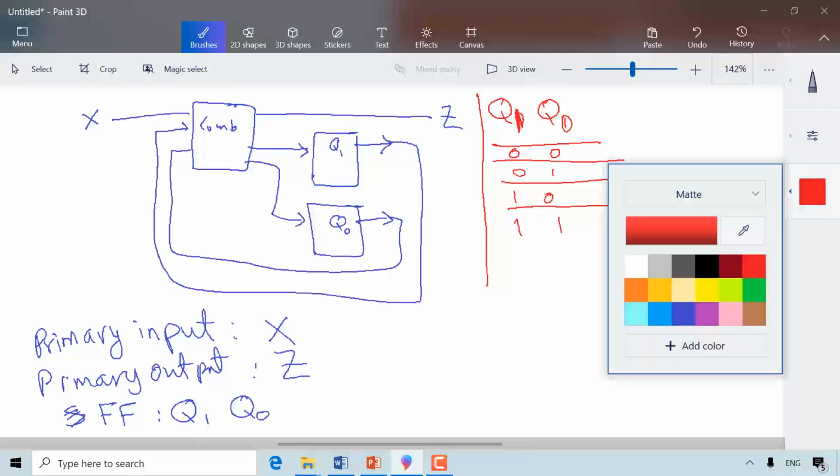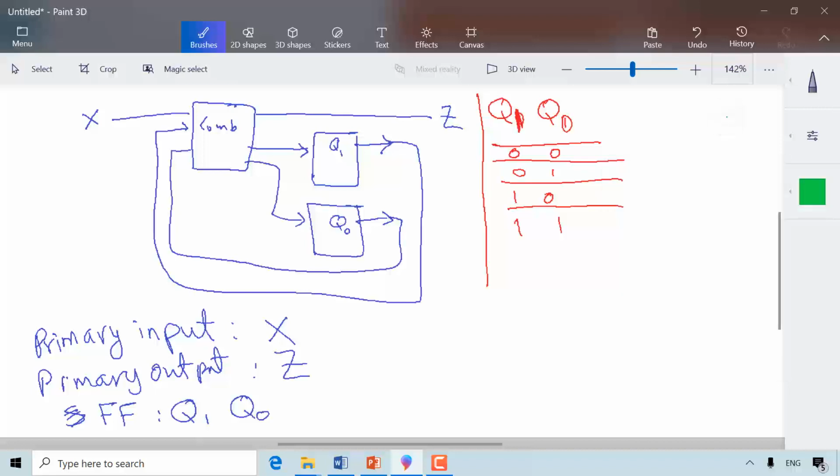Now, every one of those I will call a state. A state of what? A state of the sequential circuit. So when Q1 and Q0 equal 00, that is a state of the circuit. When Q1 and Q0 equal 01, that's another state. When Q1 and Q0 equal 10, that's a third state. And when Q1 and Q0 equal 11, that's a fourth state.